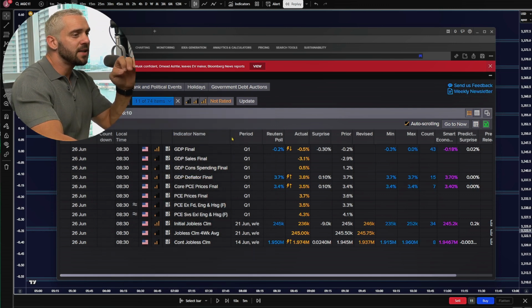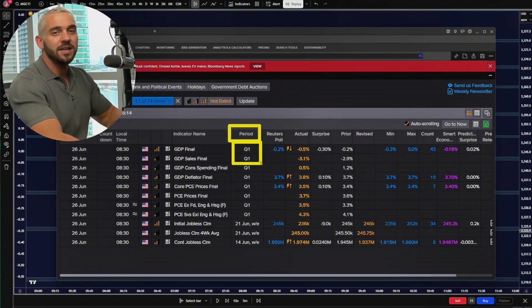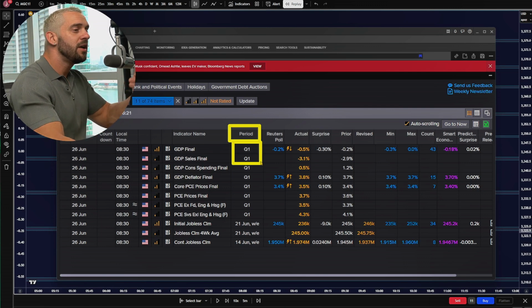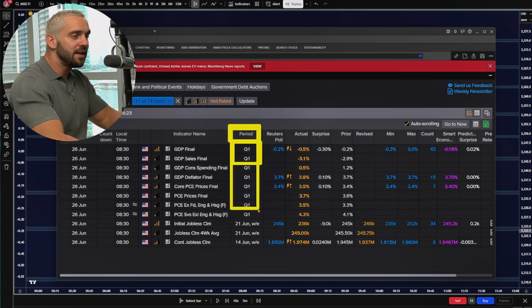The trick here is to identify this. You see how it says period Q1? That means this data is for quarter one. Now, if you look at what the day is right now, we're almost in quarter three. We're at the end of quarter two. So very unlikely that this data is going to be important.